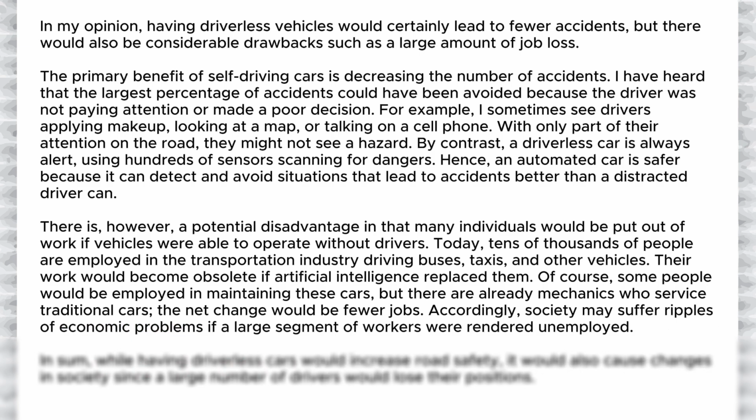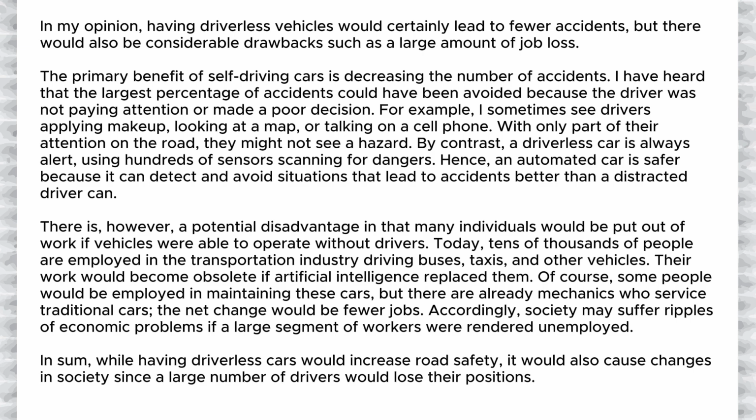Now I have given one advantage and one disadvantage. The paragraphs are about the same length, so I move on to the conclusion. In sum, while having driverless cars would increase road safety, it would also cause changes in society, since a large number of drivers would lose their positions. This sentence just needs to summarize the points that I've said.